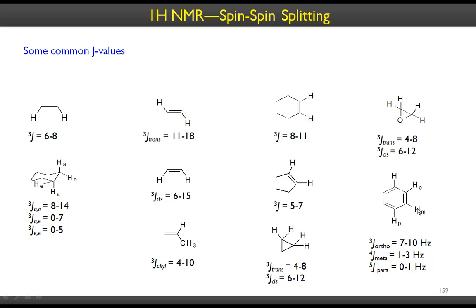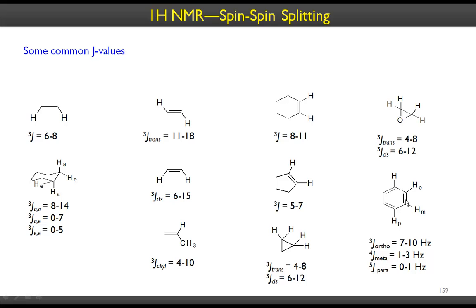And ortho coupling would be different, para coupling would be different, meta coupling would be different, and that is given here, right? So for example, this is the hydrogen that is under consideration. This couples with this. This also couples with this. This also couples with this. But look at the intensity of the coupling. The coupling intensity is going down with the distance.